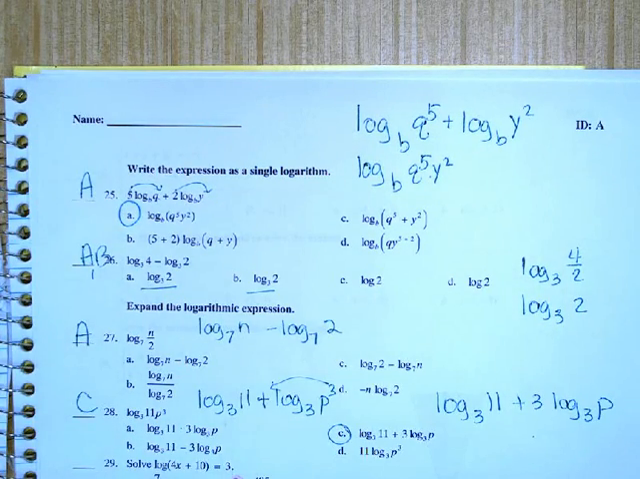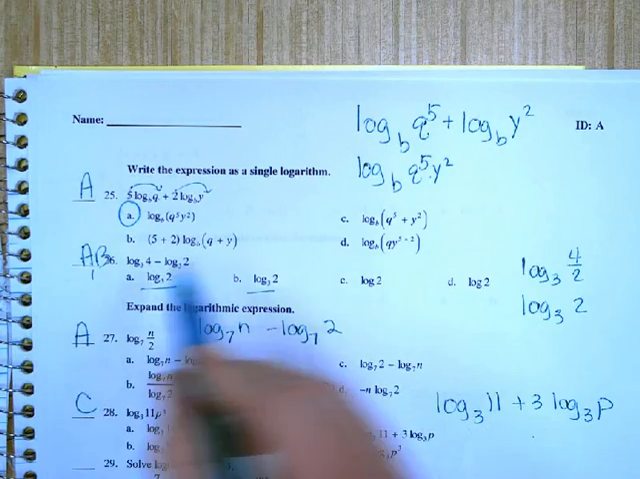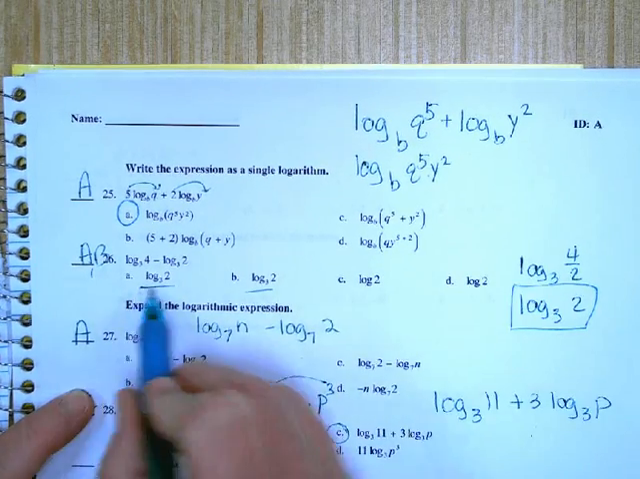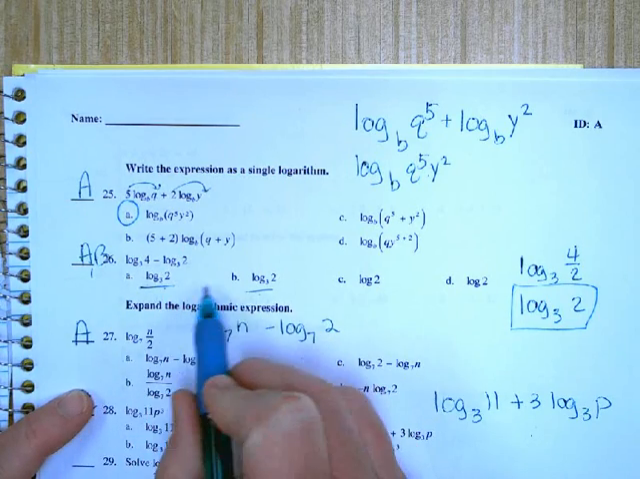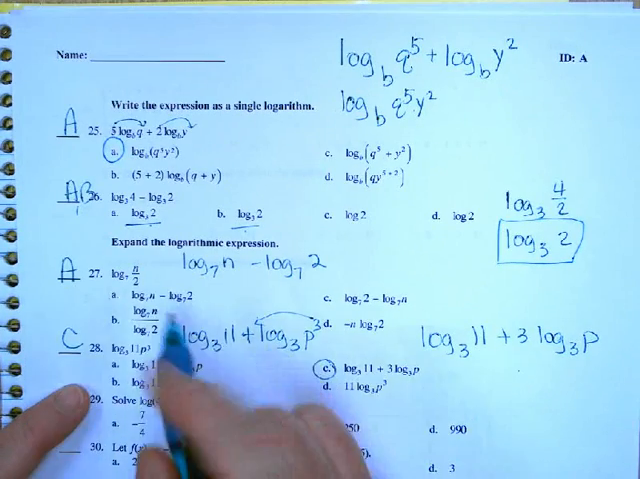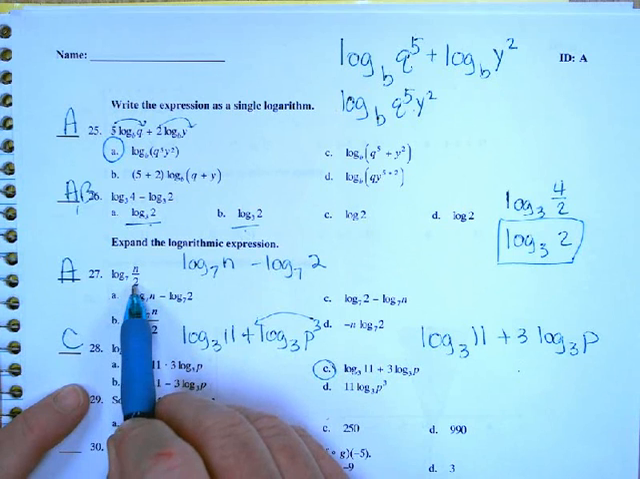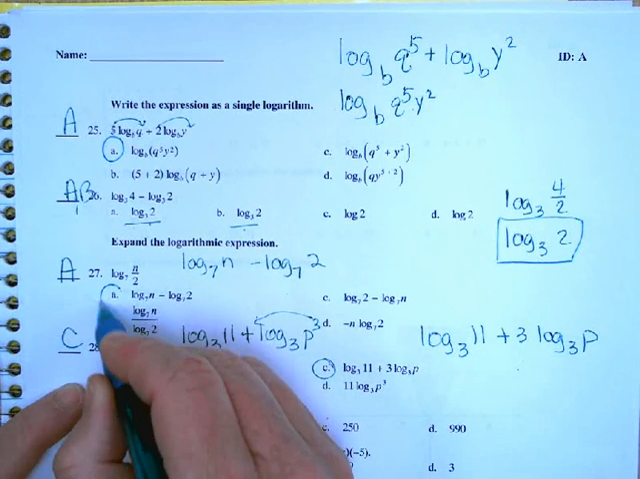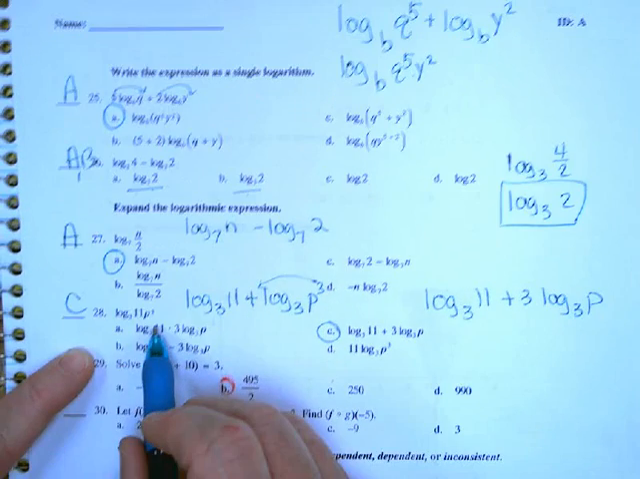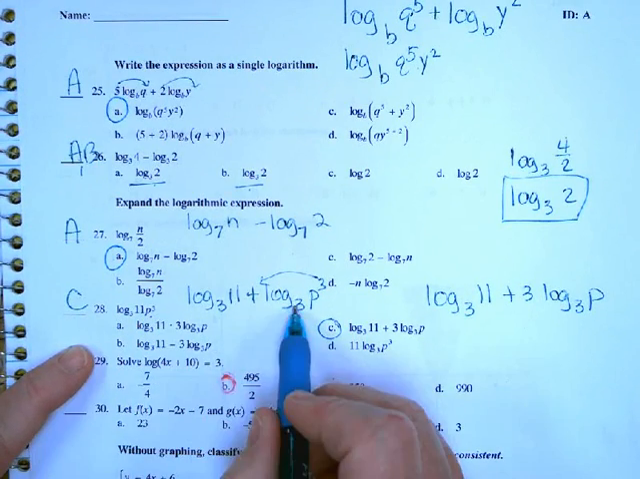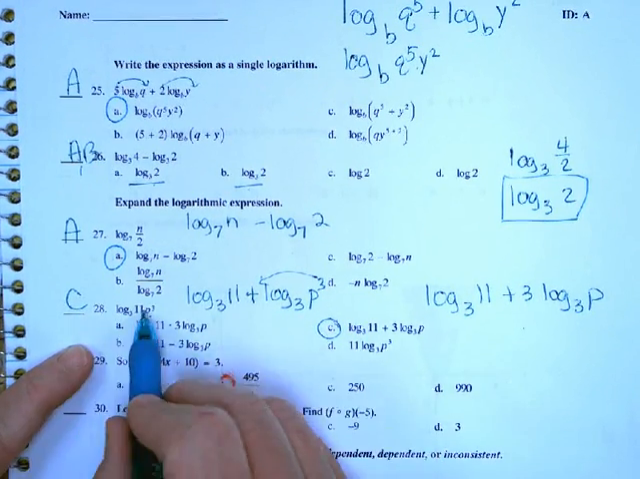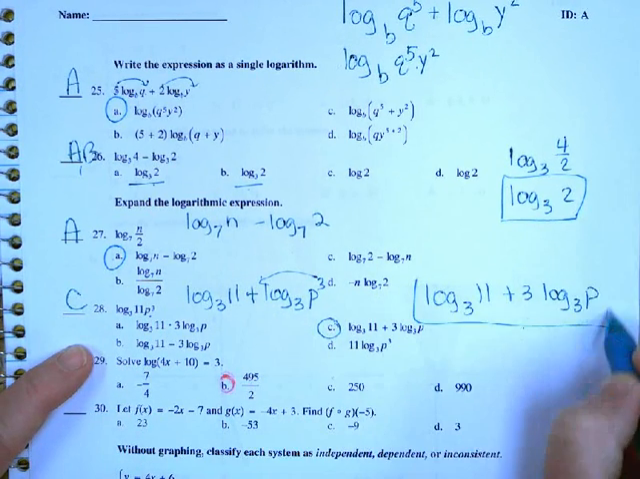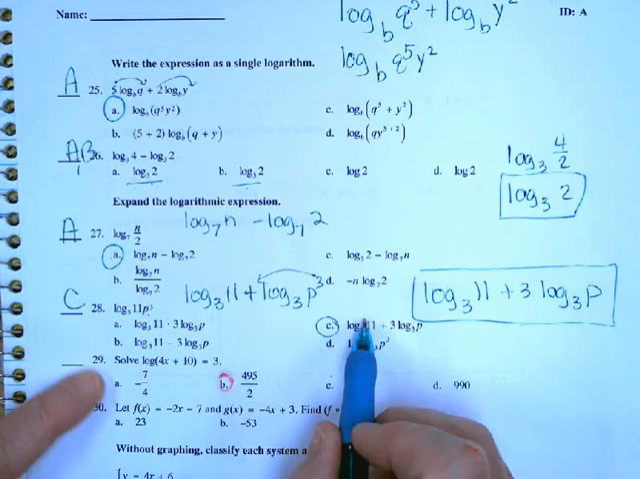26, subtraction translates into division. It's log base 3 of 2. Two answers there that are the same, A and B. 27, when you extend this, division translates into subtraction. So this answer choice is A. 28, we're going to start by splitting the multiplication into addition, and then we'll move the 3 over. So this answer is answer choice C.